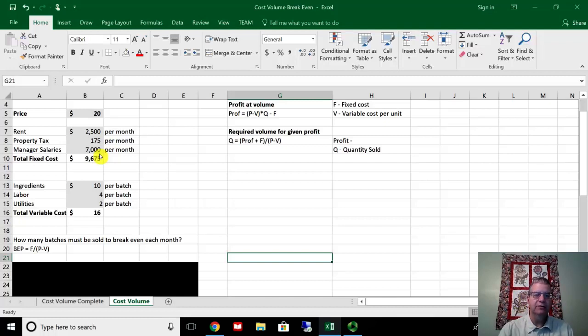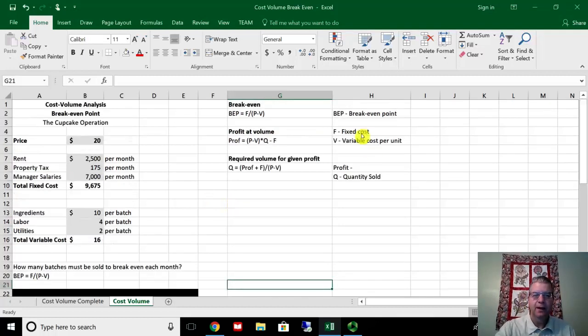So this question just asks, then how many batches do we actually have to make in order to break even, which means we cover all of our costs, no profit, but we cover all the costs that are involved. And let's see what this break-even formula tells us. It tells us the break-even point, the quantity that we need to sell in order to cover all of our costs, where we have no profit, but we have no loss. So profit would be exactly 0.